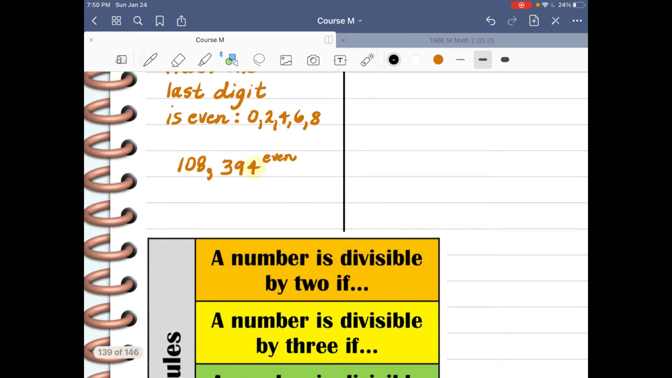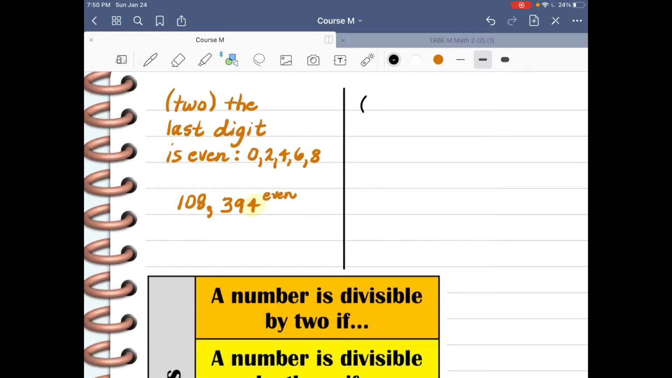A number is divisible by 3. I'm not going to use yellow ink because that won't show up well. This one's a little bit trickier, but let's get it down and then we'll talk about it. If the sum, remember that means to add, the sum of the digits is divisible by 3.